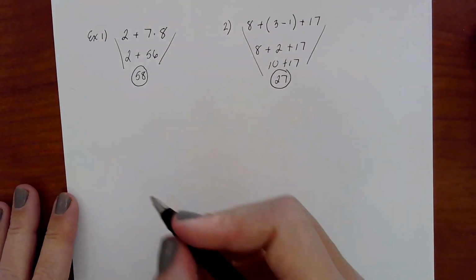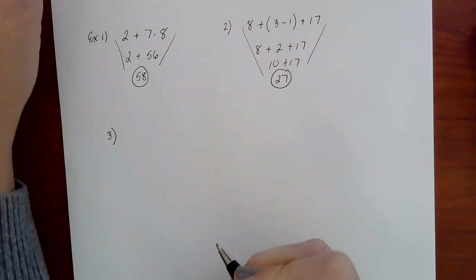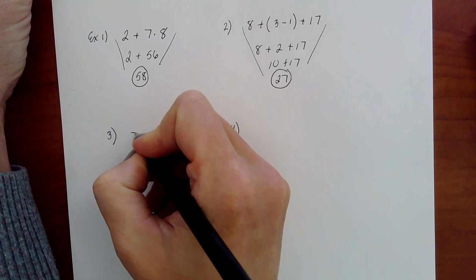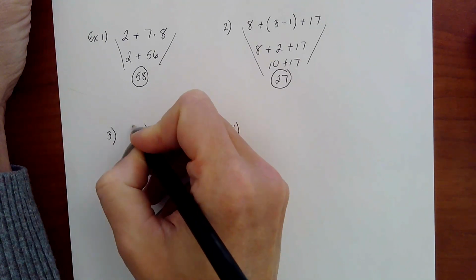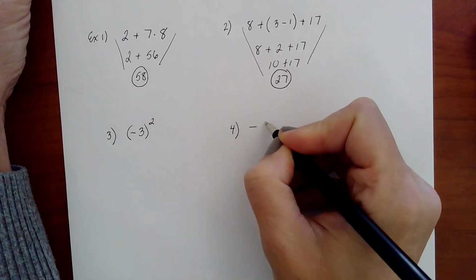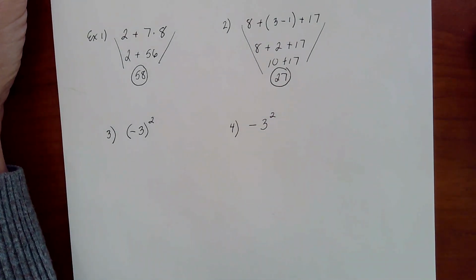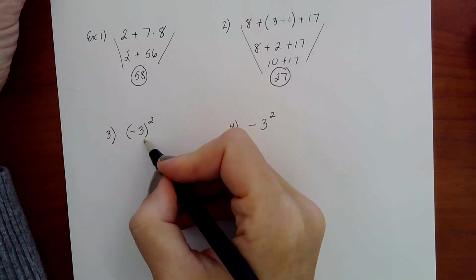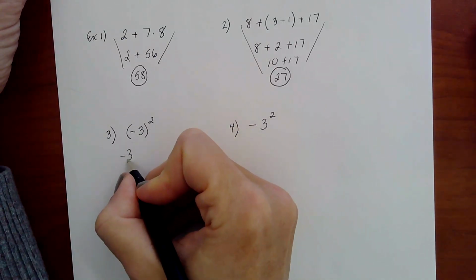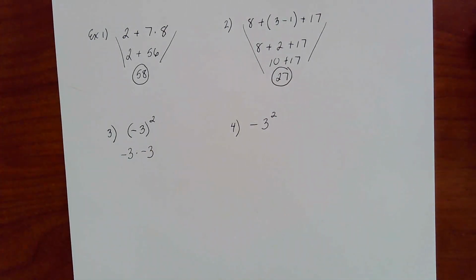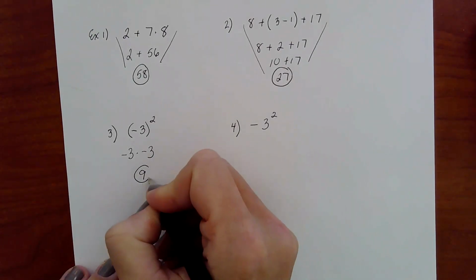Now, let's talk about those exponents that I was talking about. I'm going to give you two examples: (negative 3) to the second power and negative 3 to the second power. These are different. In the first one, the parentheses group the negative 3, and this problem means negative 3 times negative 3. A negative times a negative gives you a positive. So this answer is positive 9.